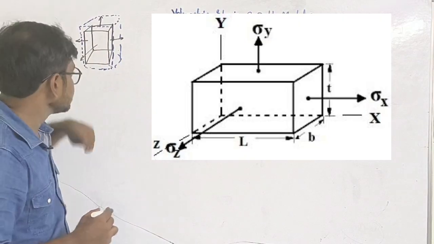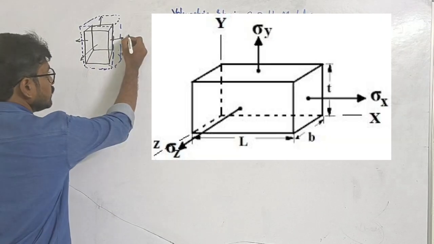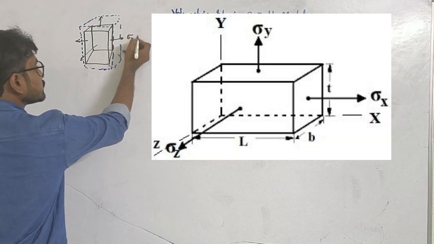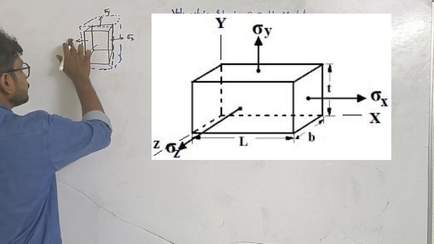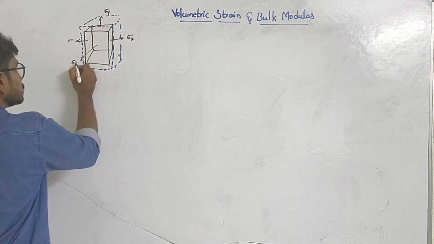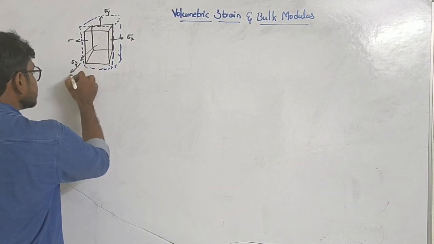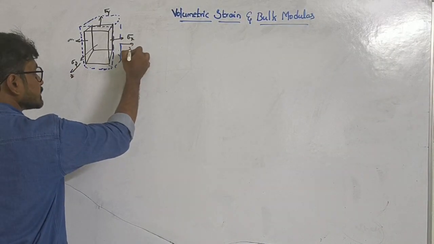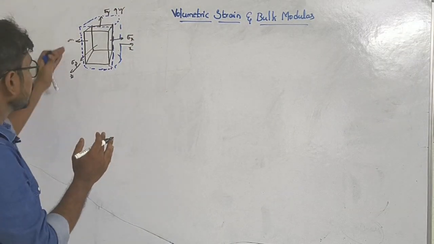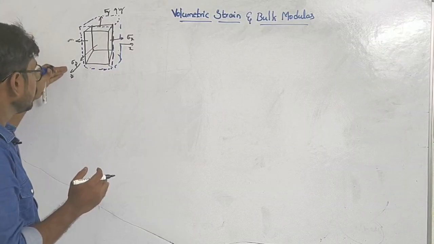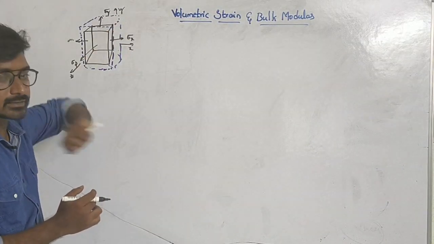For example, in the case of a solid body, there is sigma x, sigma y and sigma z acting. If I take this axis as the z axis, this axis as the x axis and this axis as the y axis, then the load acting upon the solid body will be sigma z in this direction, sigma x in this direction, and sigma y in this direction.